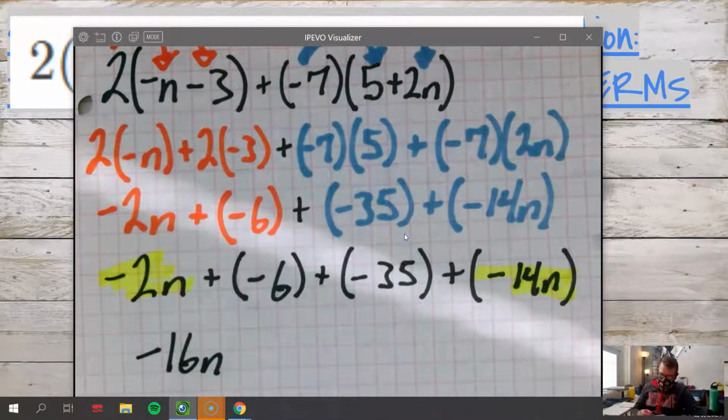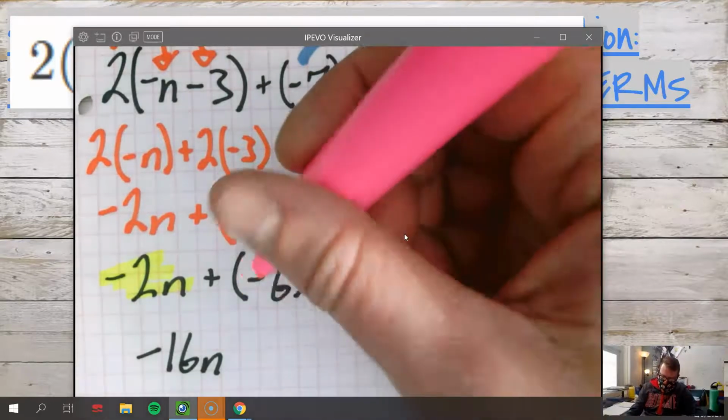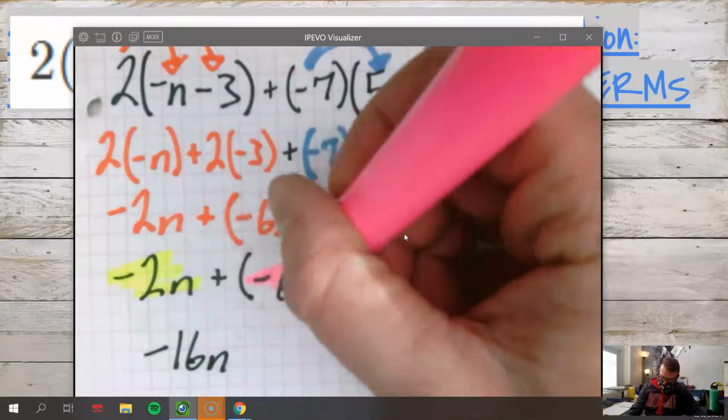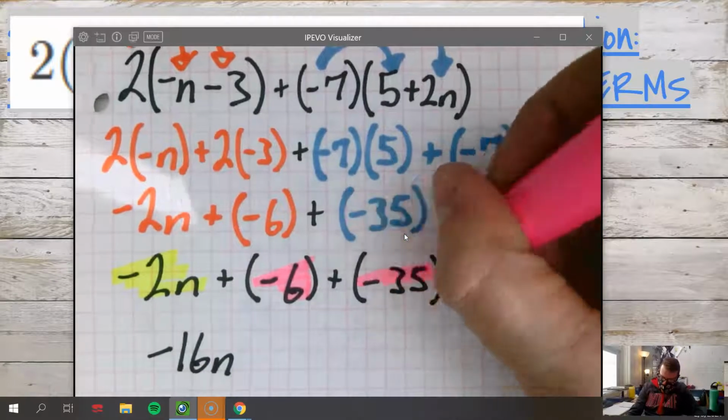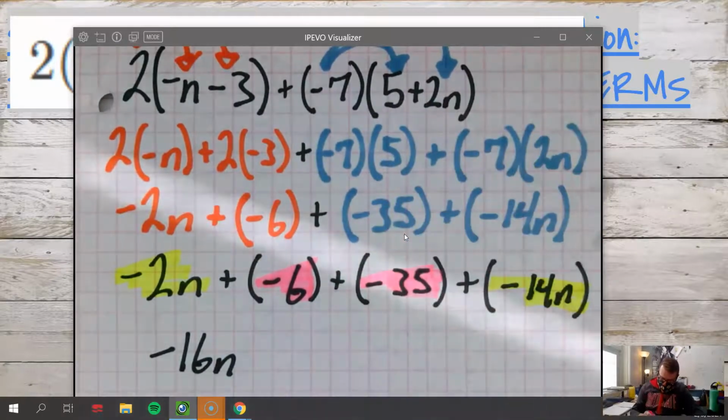My constants, remember a number without a variable is a constant. My constants, what do those become? Negative 41.